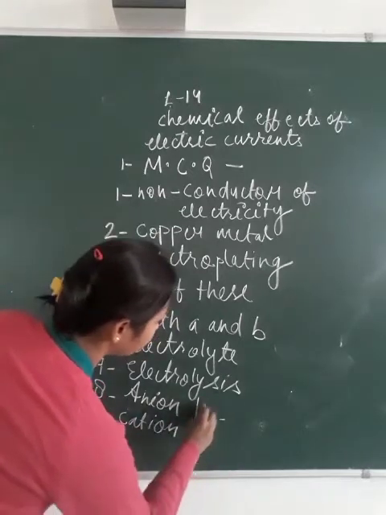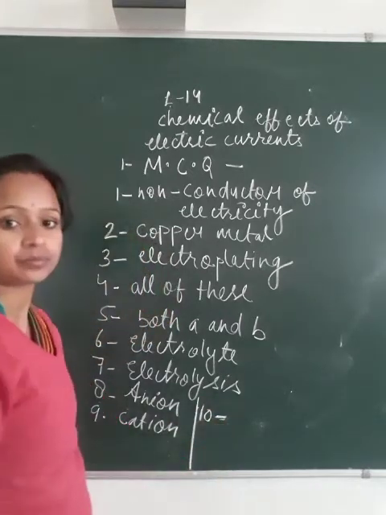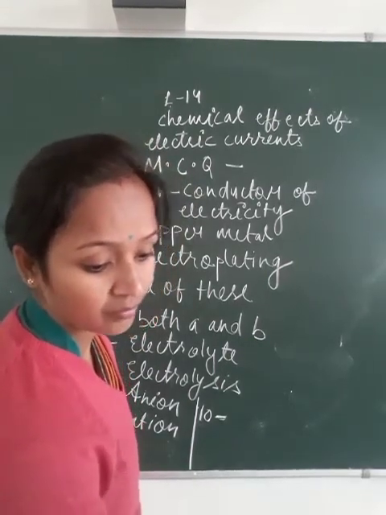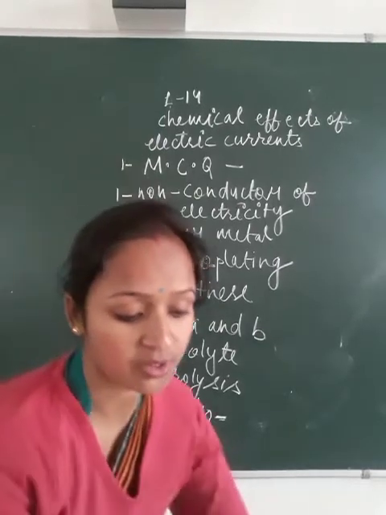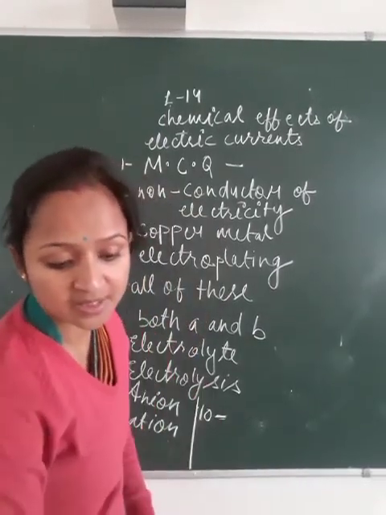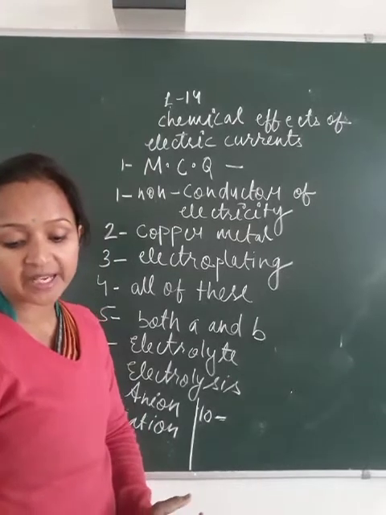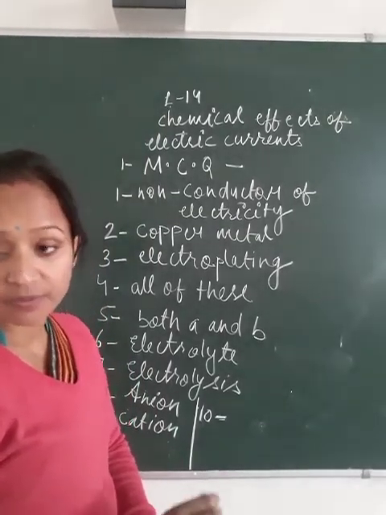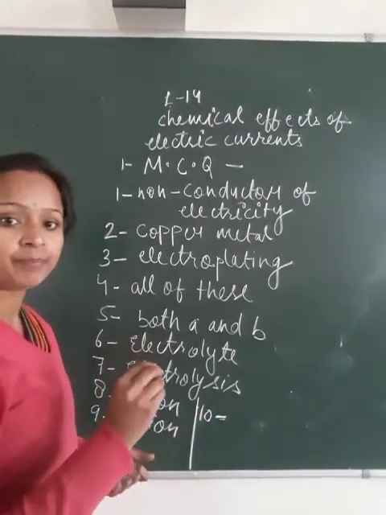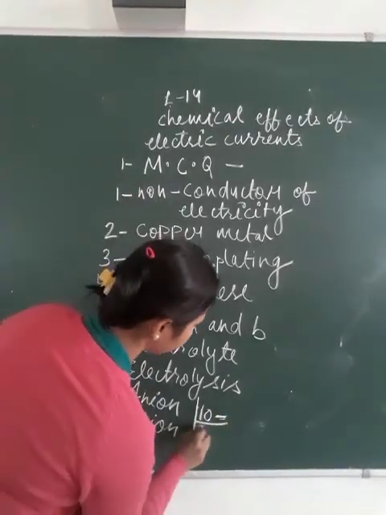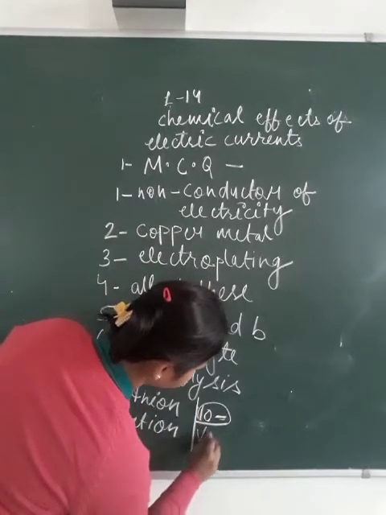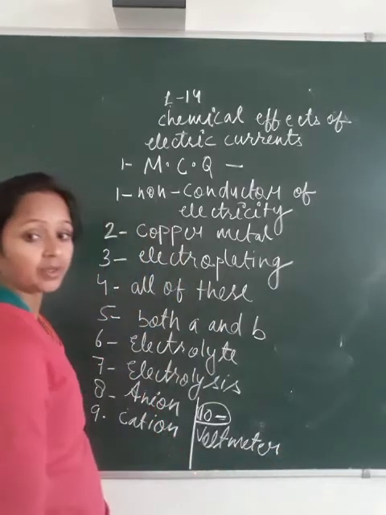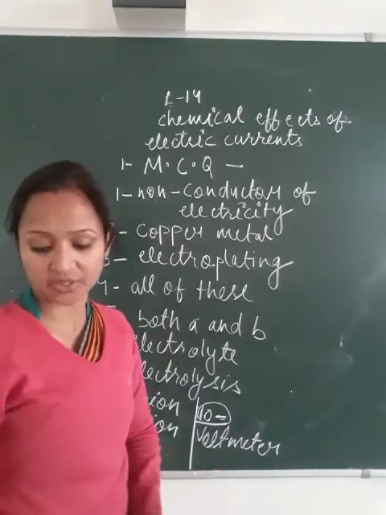And 10th one. A vessel consisting of electrodes and the electrolyte used during electrolysis is called voltameter.